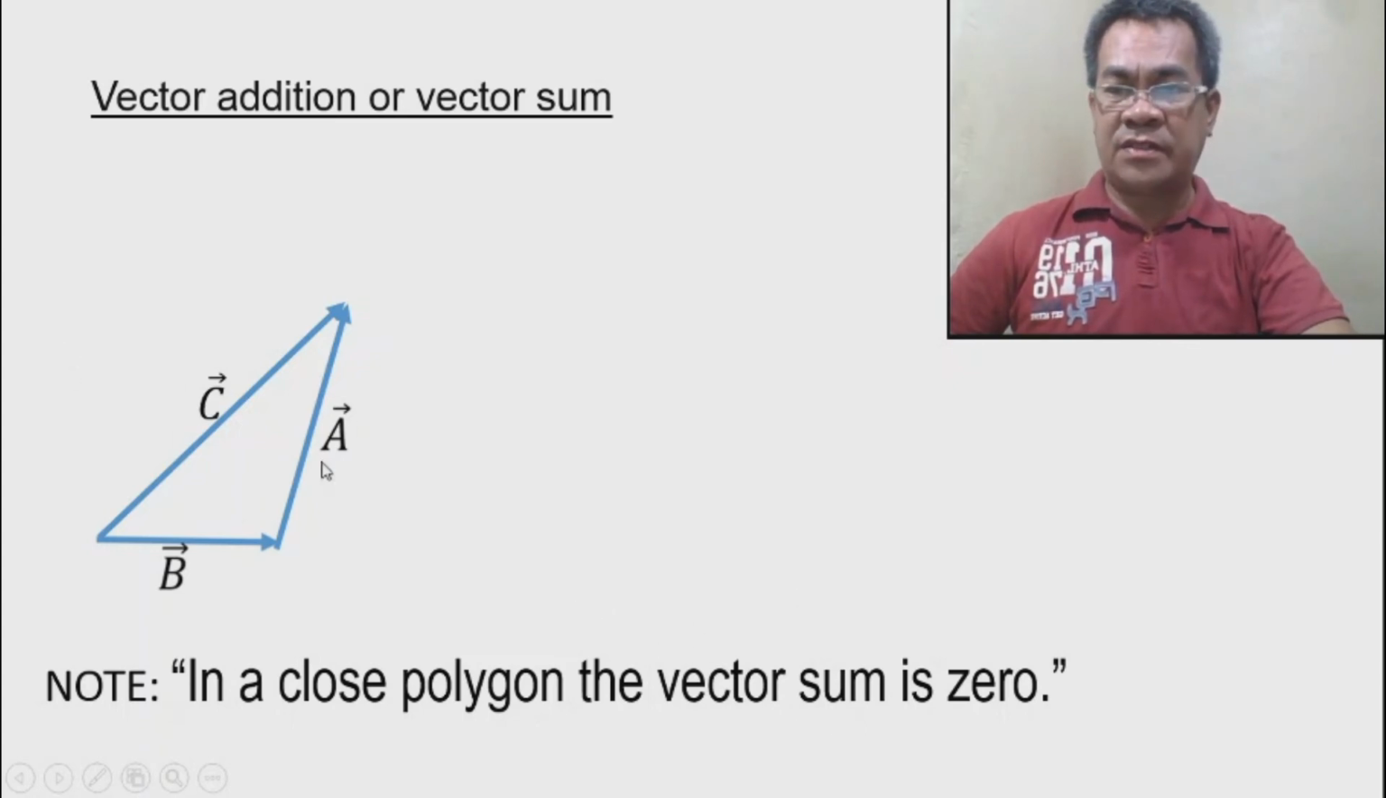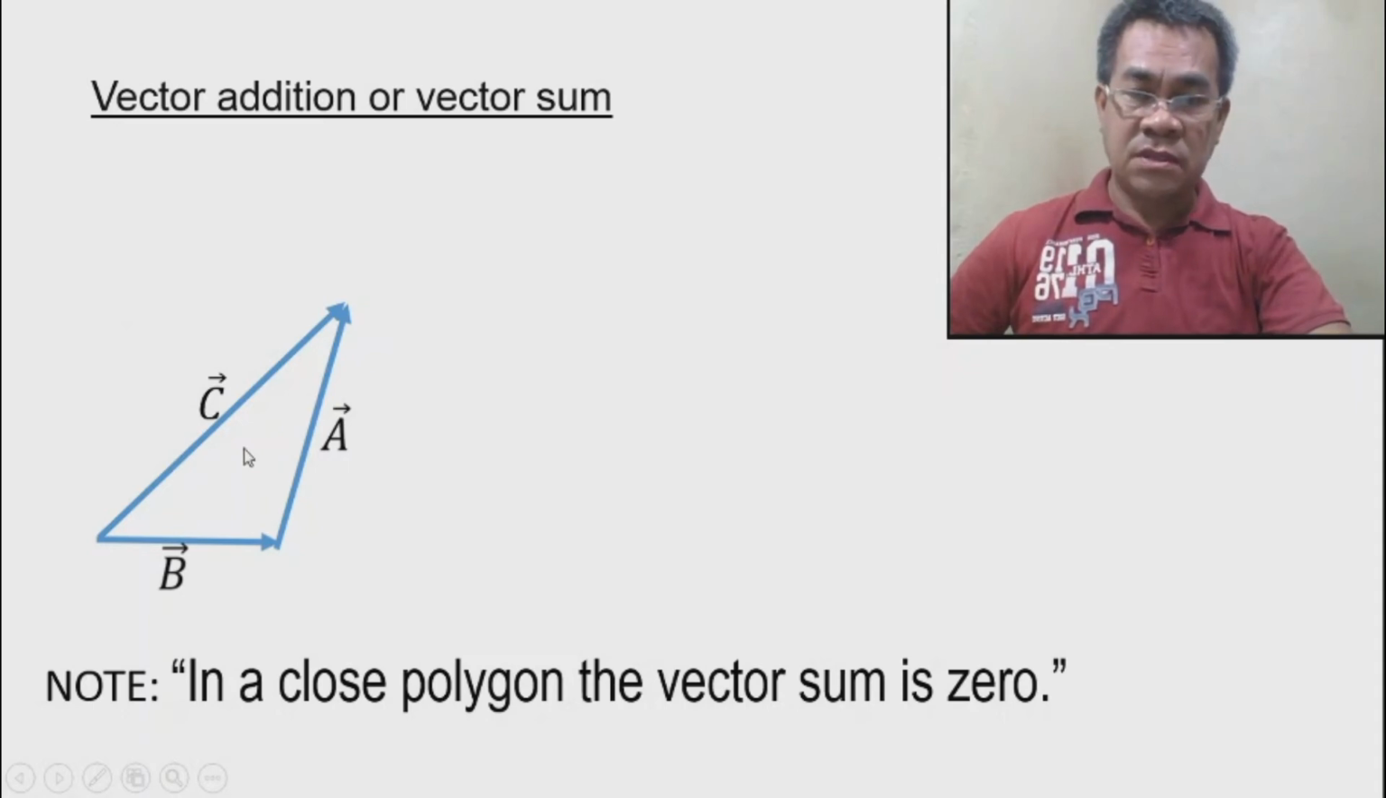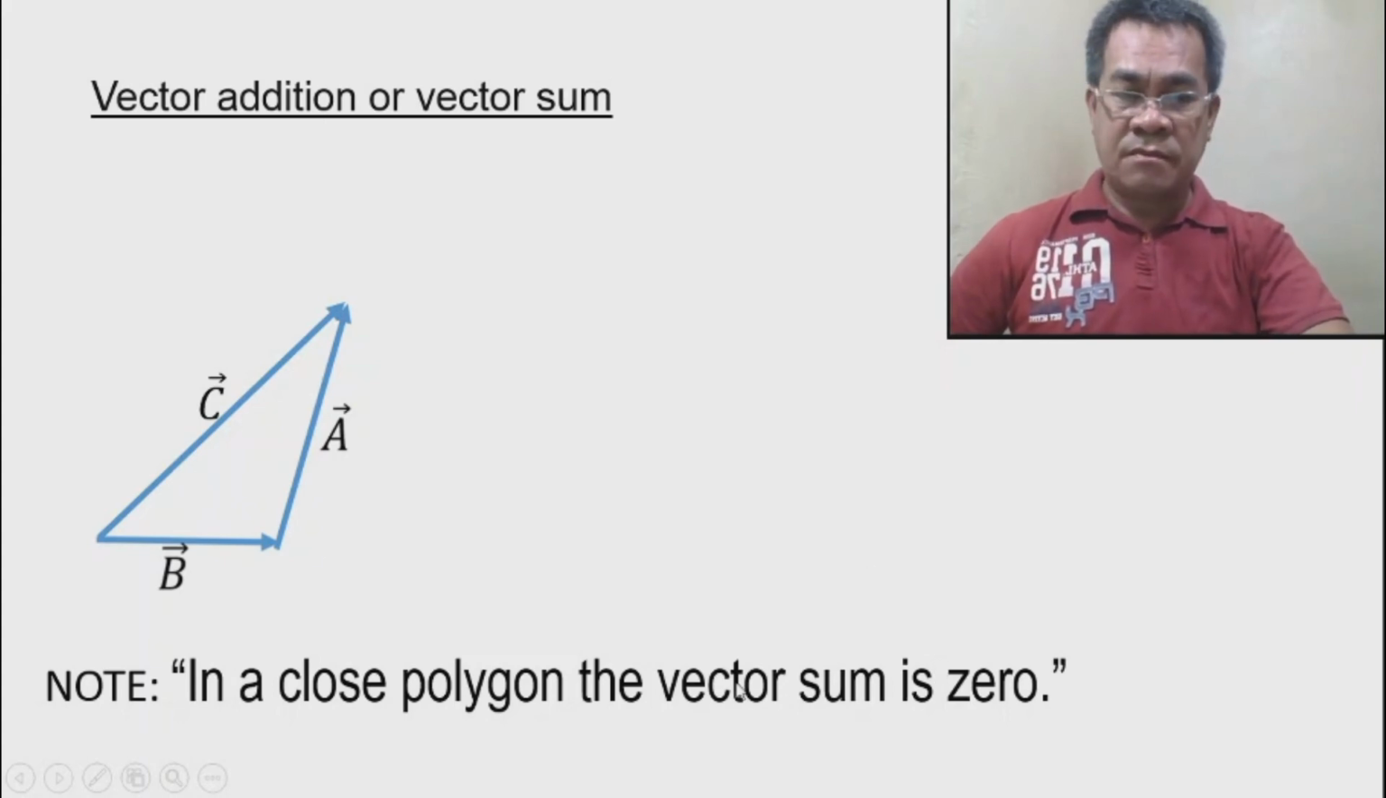So take note, these are three vectors. So we can say that the vector sum of these three vectors is equal to 0. This is by principle. Now, how will you do it?